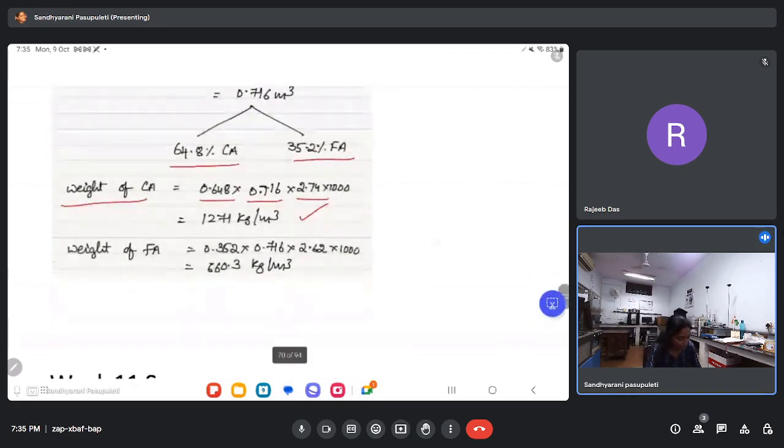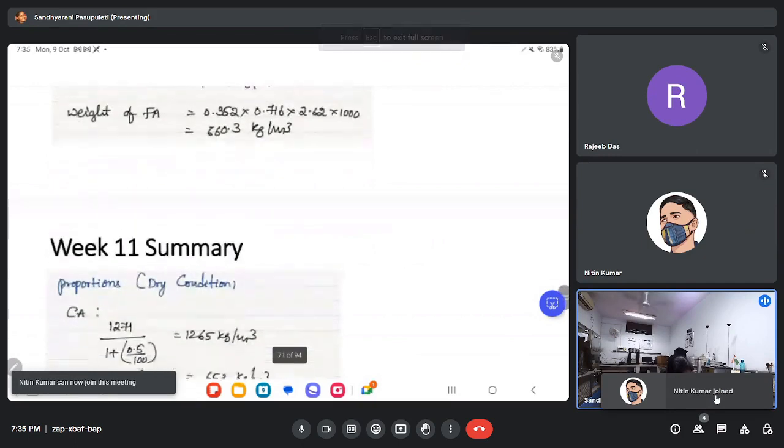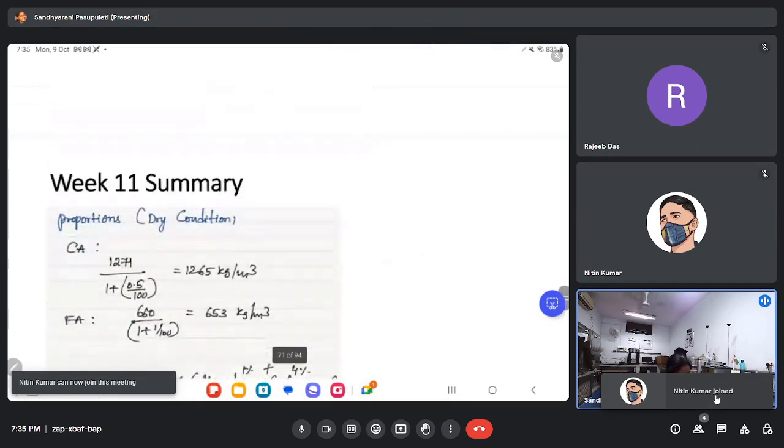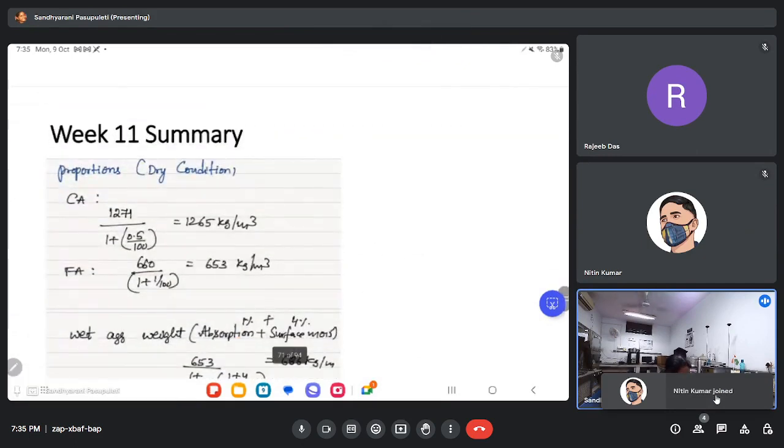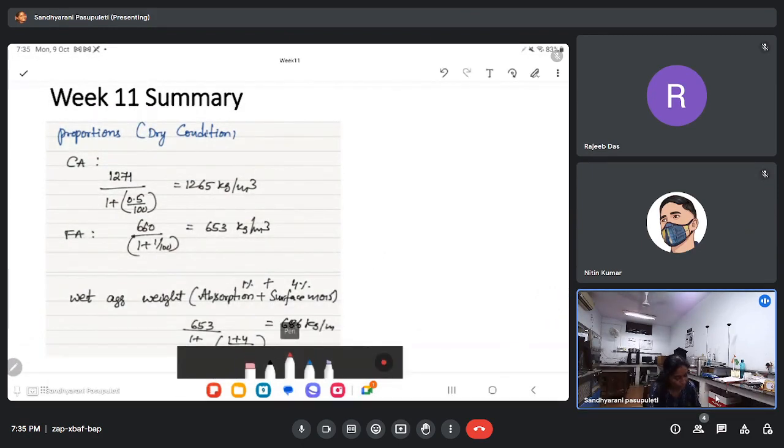In the similar way, we get the weight of fine aggregates also. So whatever the weights we have calculated till now, these are for the SSD condition. Let us say I wanted to calculate those for the dry condition. How do we calculate? So we already know, like in the previous discussion.